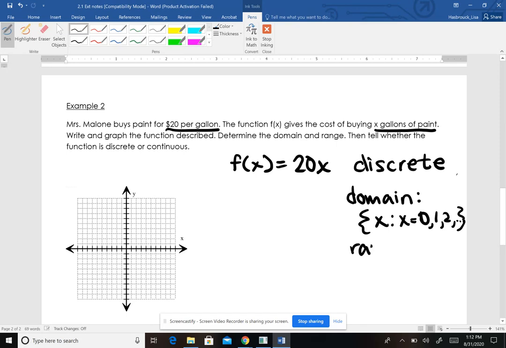Our range then, if we think about it, well, if you buy 0 gallons of paint, you're paying $0, and the price will go up from there by 20s. So f of x such that f of x is equal to 0, 20, 40, and so forth.